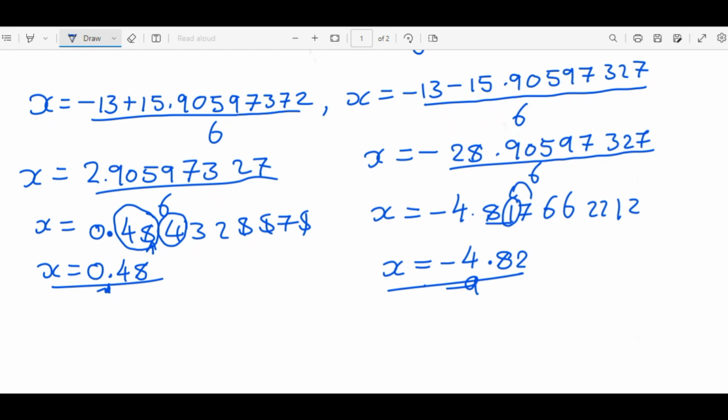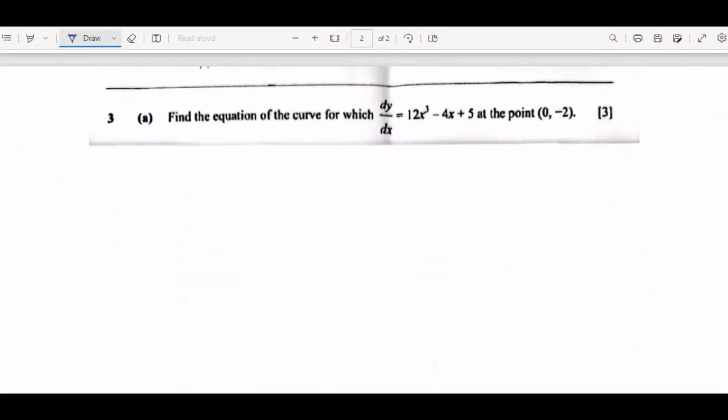For this question, you just have to make sure that the 5 marks are yours, even before writing your exams. These are questions that you just have to make sure you don't miss. Now we move on to question 3.